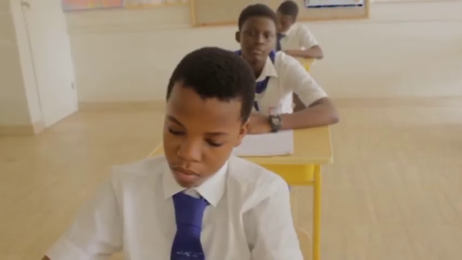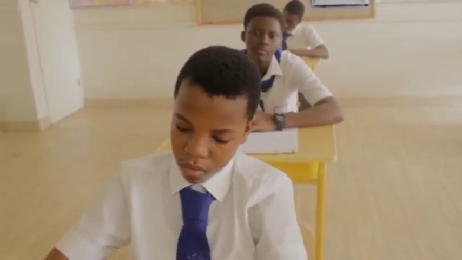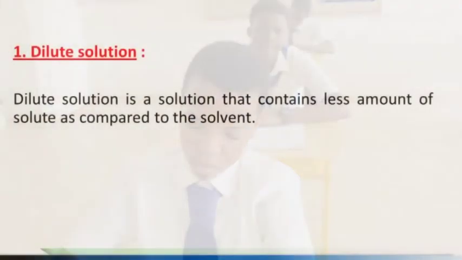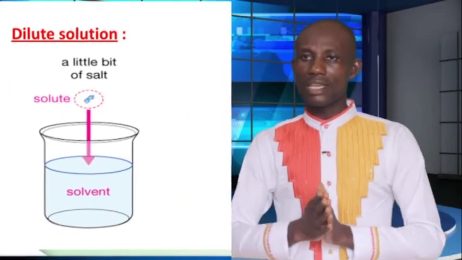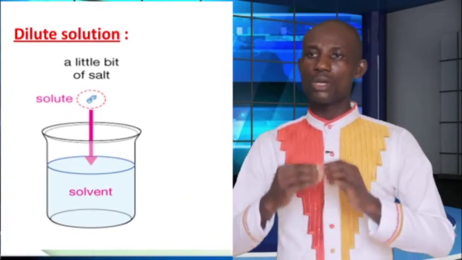Now, what is a dilute solution? A dilute solution is a solution that contains less amount of solute as compared to the solvent. So here you prepare a solution, you take a large amount of solvent and a small amount of solute, then you have what we call a dilute solution. It is called a dilute solution because the liquid part is greater than the solute part.